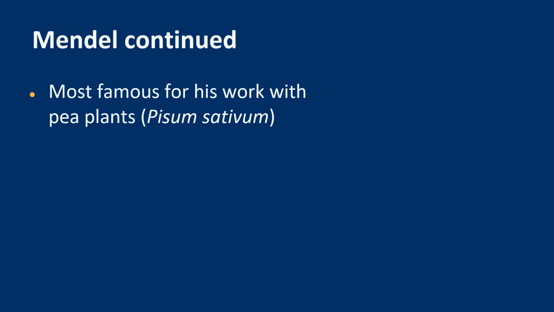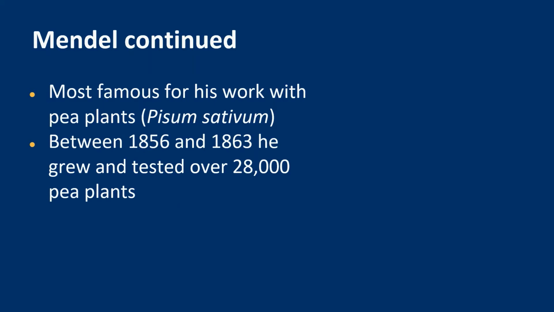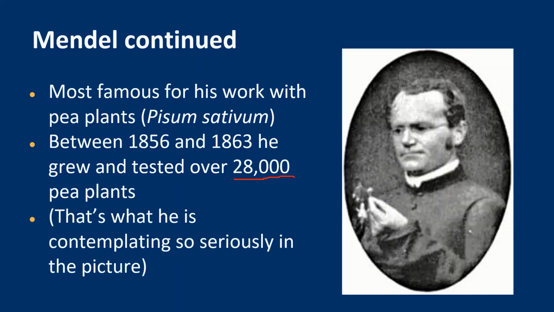So, Mendel continued what he did. He was most famous for his work with Pisum sativum or the garden pea plants. Between 1856 and 1863, he grew and tested over 28,000 pea plants. If it were me, maybe I would have given up already, right? 28,000, that means that he was able to do it 1,000 times as well. And in this photo, look, Mendel is contemplating so seriously. He's probably testing his garden pea.